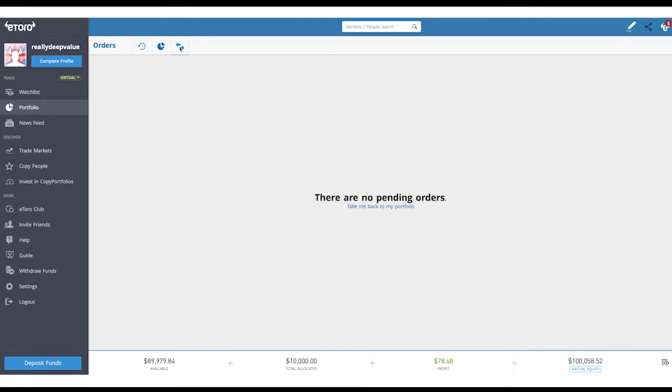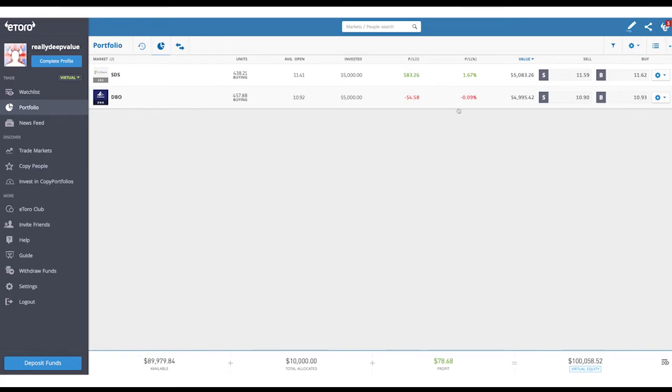So sometimes it can wait in the pending orders to be executed, but on this occasion that hasn't happened, and it's gone pretty much straight through. So there we are. We have just bought $5,000 worth of the DBO ETF, which is the Invesco DB Oil Fund. So that is how to purchase ETFs on eToro.